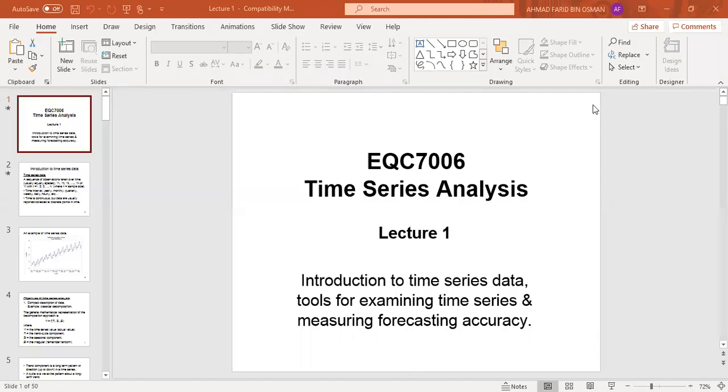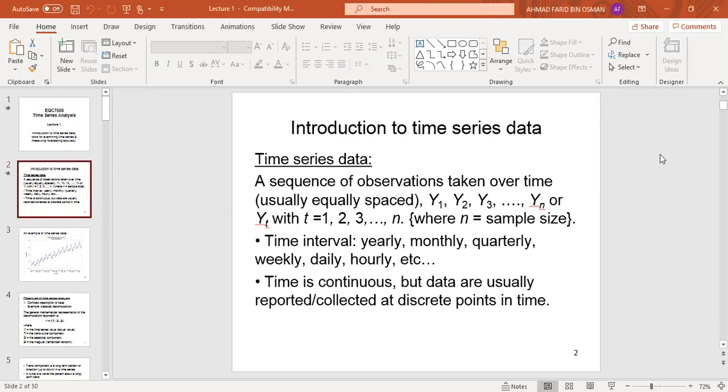Okay, so in the first lecture, I will give you an introduction to time series analysis, an introduction to time series data, tools for examining time series, as well as how to measure forecast accuracy. Okay, first, what is time series data?